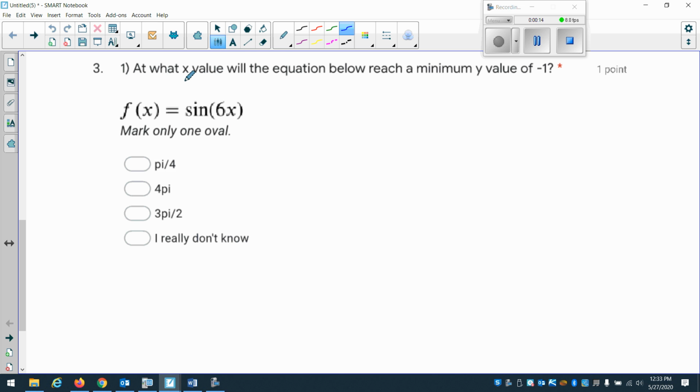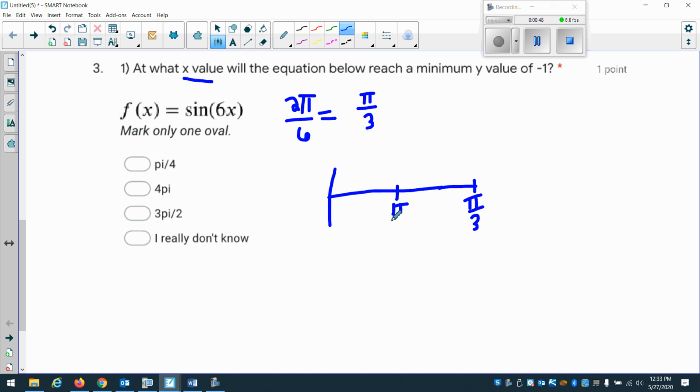So at what x value will the equation reach a minimum y value of -1? Well, first you have to find the period. So it's 2 pi divided by 6, which gives you pi over 3. Okay, so we know that's the period, pi over 3. Half of pi over 3 is pi over 6. Half of pi over 6 is pi over 12.